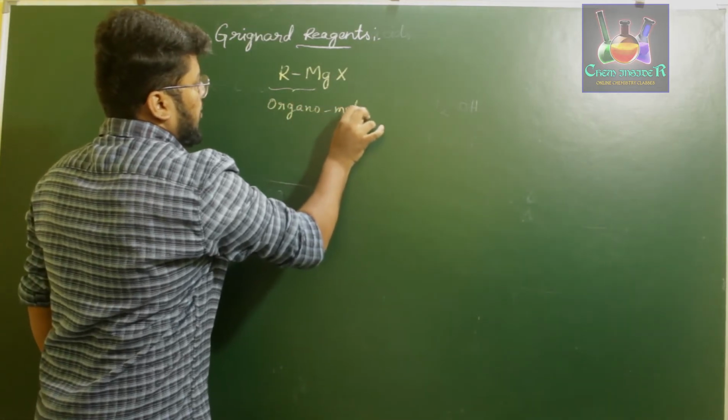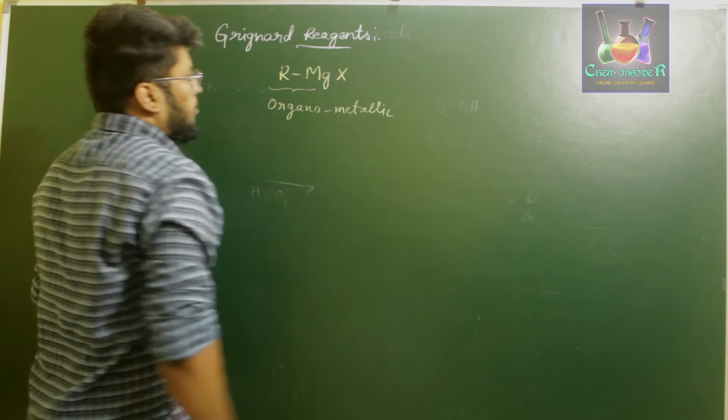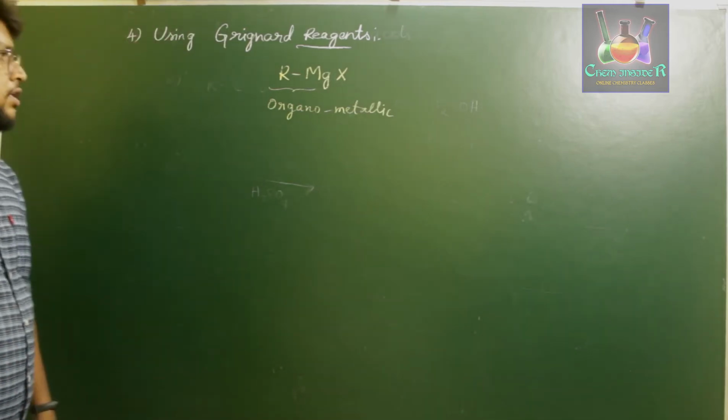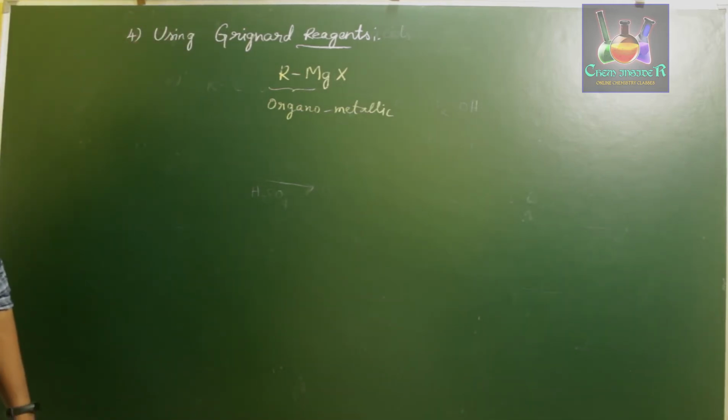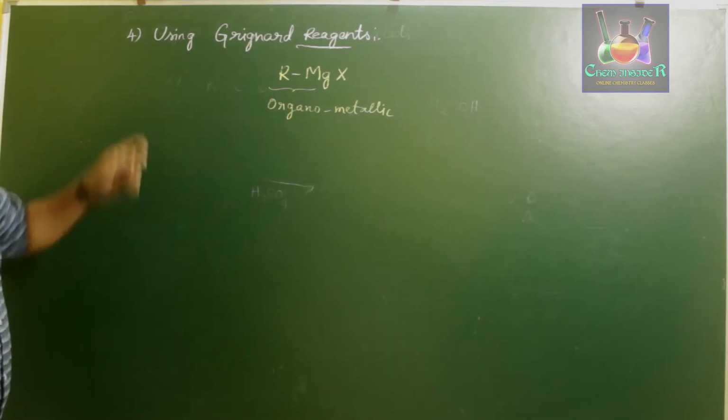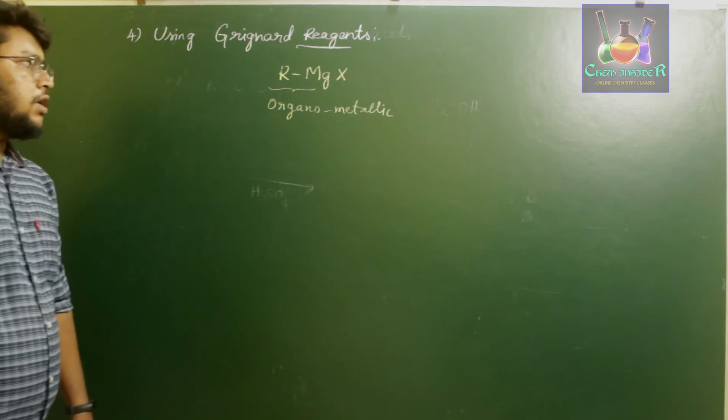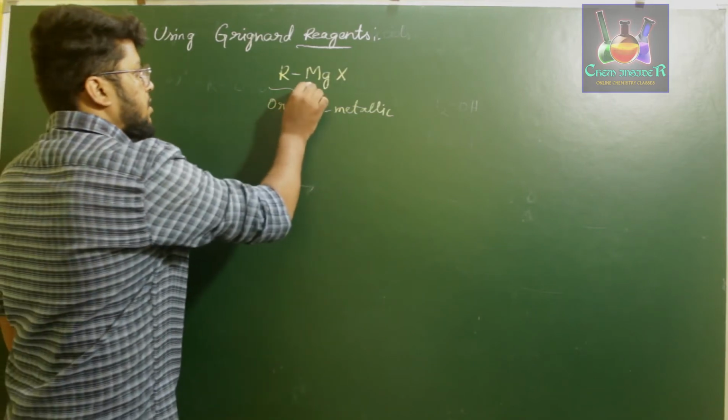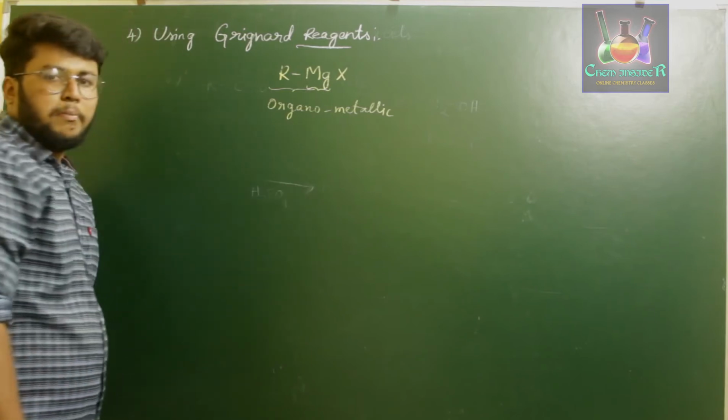Organometallic bond. The bond between a hydrocarbon and a metal is called an organometallic bond. So the compound which contains an organometallic bond is called an organometallic compound. This Grignard reagent is a type of organometallic compound where magnesium is the preferably used metal.